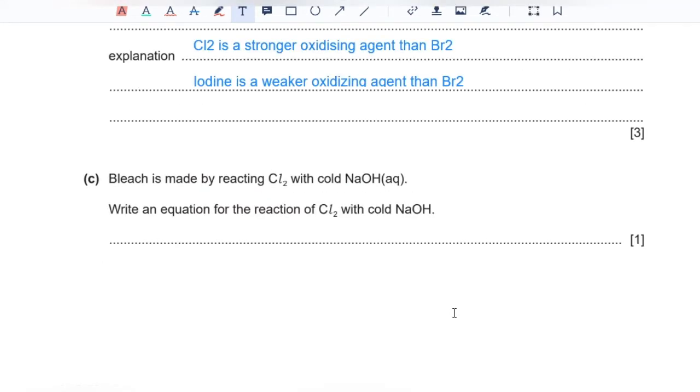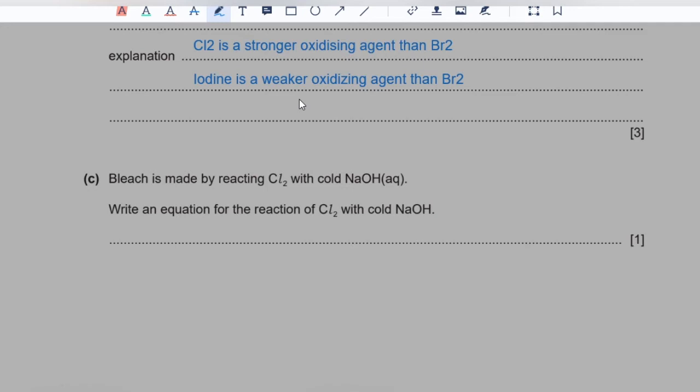C. Bleach is made by reacting chlorine with cold sodium hydroxide. Write an equation for the reaction of chlorine with sodium hydroxide. This is a disproportionation reaction where chlorine reacts with sodium hydroxide, and the oxidation state of chlorine changes from 0 to +1 and -1. And this is how the reaction goes.